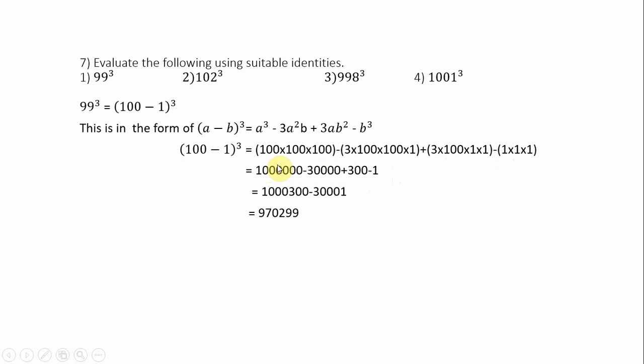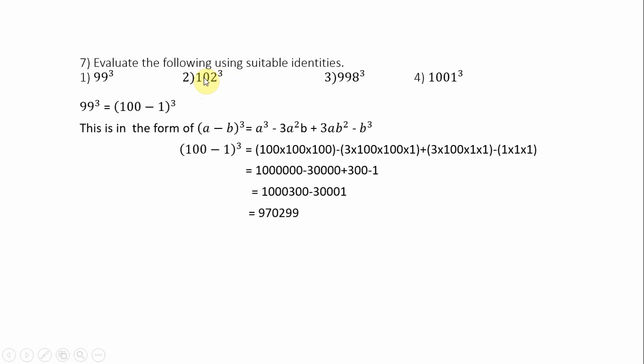Now all the positives will be added separately and negatives will be added separately. So this value will be equal to 10 lakhs 300. This is 10 lakhs and we are adding 300 to it. It becomes 10 lakhs 300. And 30,000 and 1 both are negatives, so both the negatives are added to get 30,001. Now find out the difference between the two, then it is equal to 9,70,299. This is your answer. Understand? Now in the same way you have to complete the remaining sums.